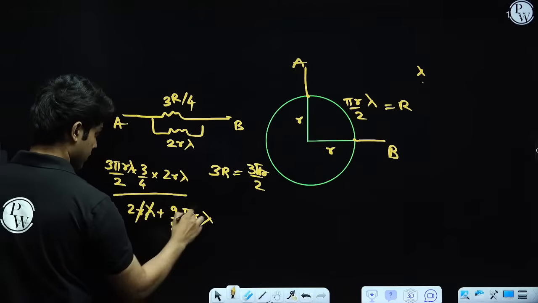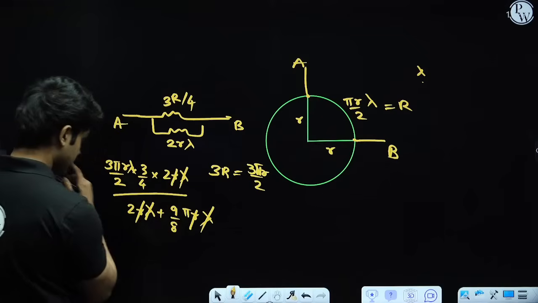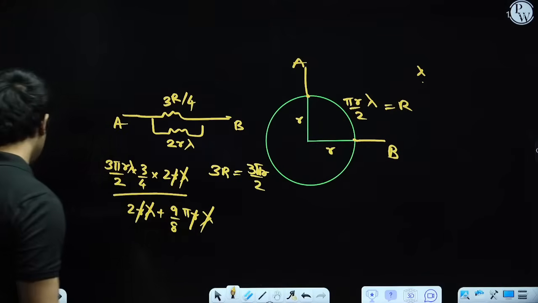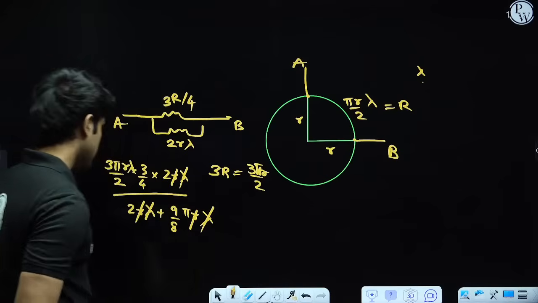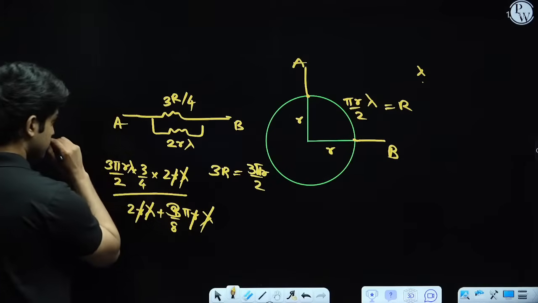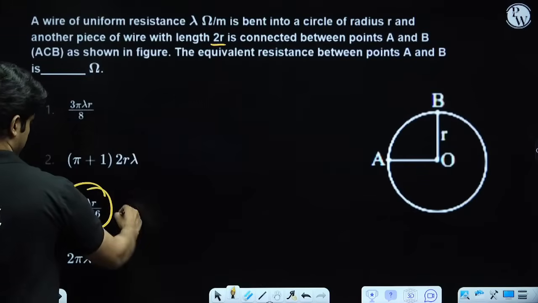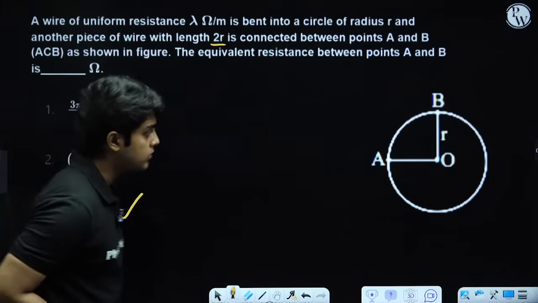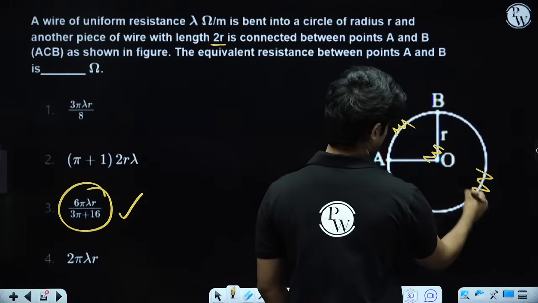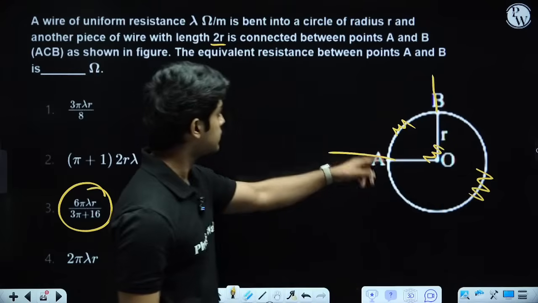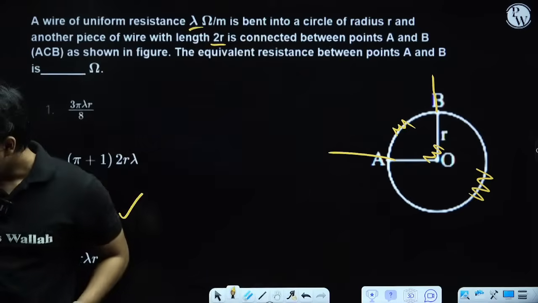So small r and lambda we can cancel out. 8 we can take LCM. So 16 plus 9 pi. 16 plus, no, this would be 3. Yeah, you guys can check out the calculations, but it should be the third option. Okay, it's a simple three resistance parallel combination. This is one resistance, this is another resistance, and this is another one. They are in parallel, and their individual resistances you can write by multiplying the length of that part with lambda. Okay.